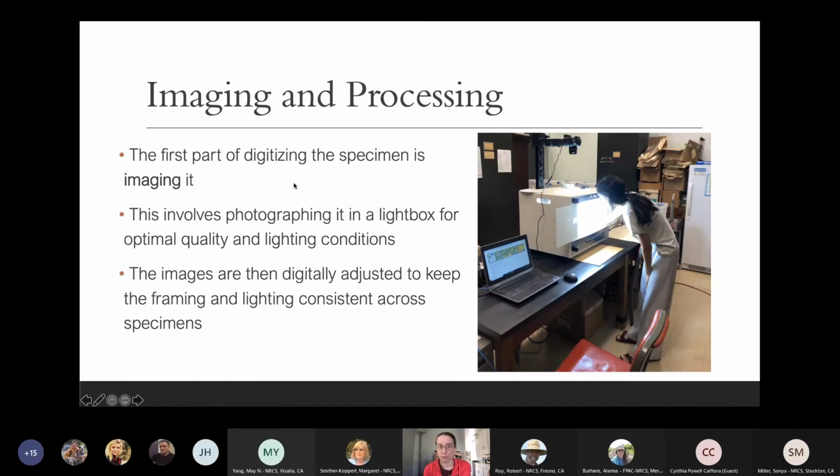The first part of digitization is to take a picture of the specimen. These are flat, basically 2D specimens, and we can just put them into a light box here. This controls the quality of the focus and sharpness of the image, and also the lighting conditions. We adjust them a little bit with Photoshop to make sure that the framing and lighting is consistent. This is my student, Josh, taking a picture here with the light box.